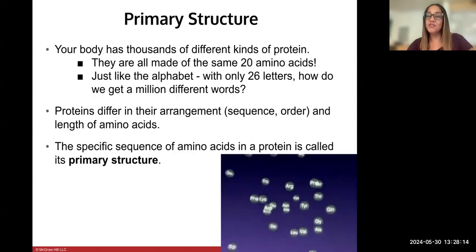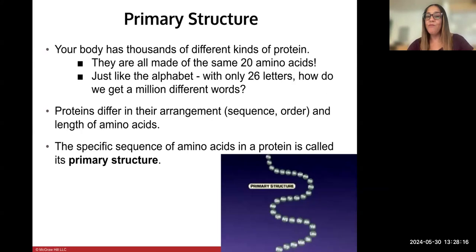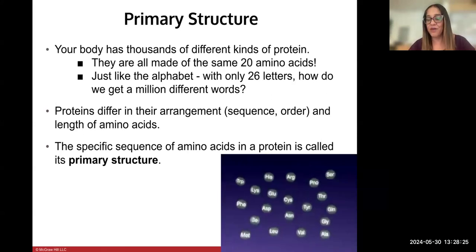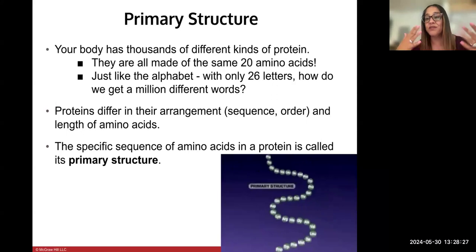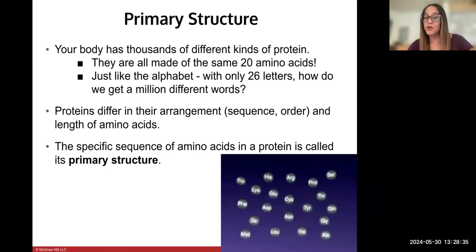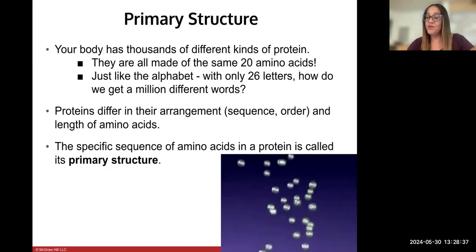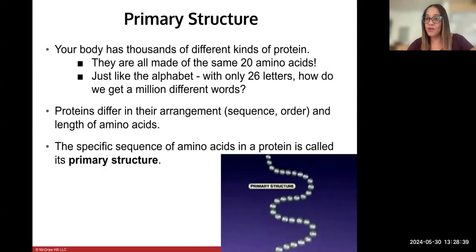Your body has thousands of different kinds of proteins, but they are all made of the same 20 amino acids. It's like the alphabet, the English alphabet anyway. We have 26 letters in the English alphabet, but we can make millions and millions of different words with just those 26 letters because of the way those letters are arranged, short word, long word. That is how amino acids work. Proteins differ in their arrangement, their sequence, their order, and length of amino acids, and the specific sequence of amino acids in a protein is called its primary structure.